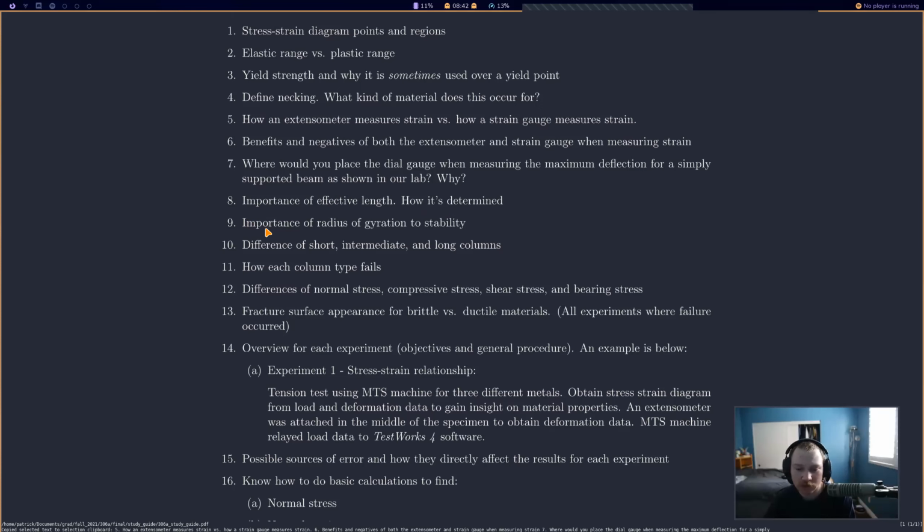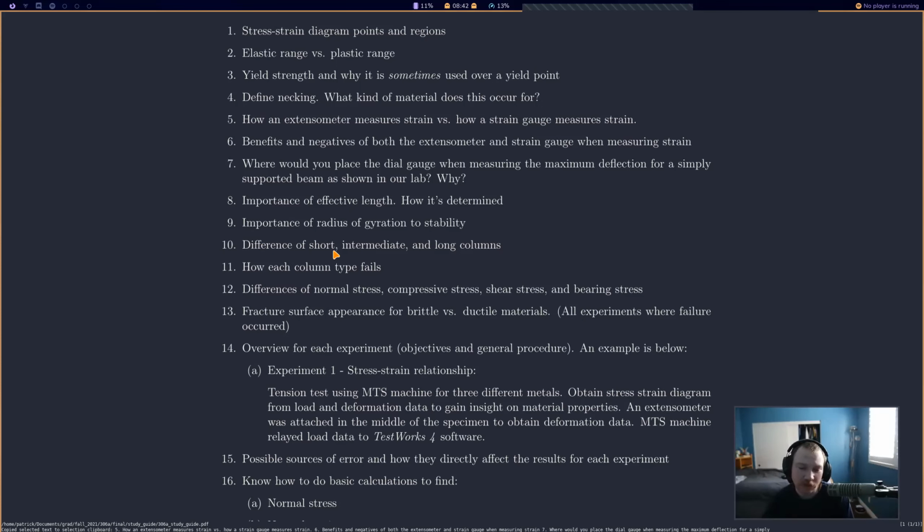Next one, importance of the radius of gyration for stability. Again, this is for the column lab. By the way, I really do like the column lab for questions. So there's going to be 2 or 3 questions maybe on the column lab for the final.